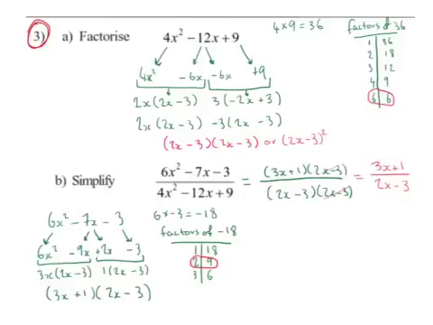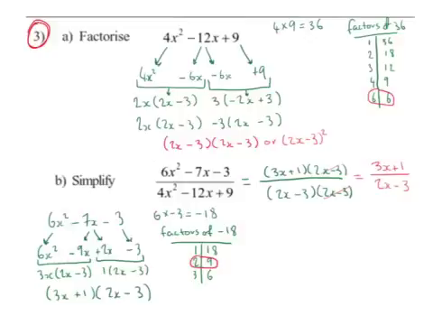So the first thing I'm going to do is bring down the 4x squared here and bring down the plus 9 over here. And I'm going to leave space in between to put some terms. Then I'm going to multiply the 4 by 9 to get 36. Then I'm going to write out the factors of 36: 1 by 36, 2 by 18, 3 by 12, 4 by 9, 6 by 6.